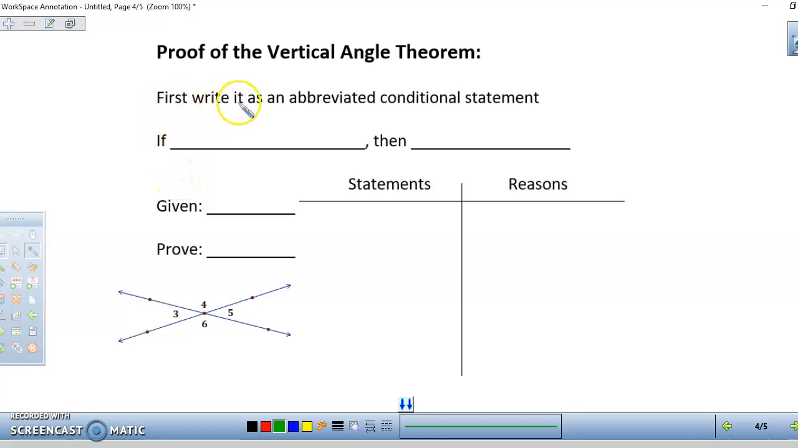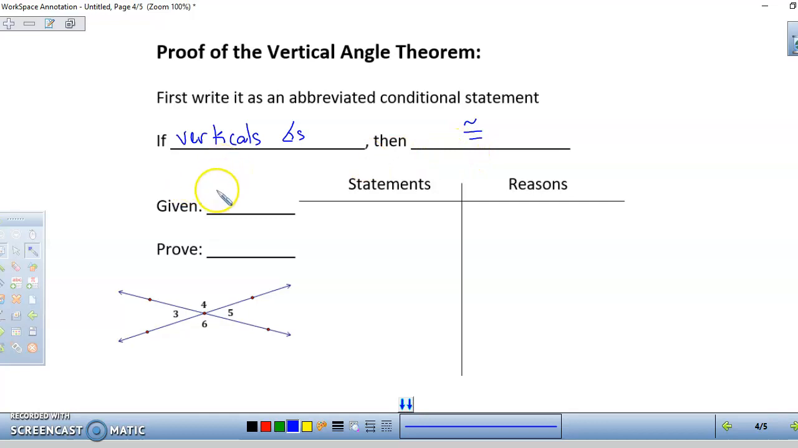Okay, so first we're going to write an abbreviated conditional statement, just like we did on the front side. So basically, if vertical angles, then we know they're congruent. Okay, that's a very abbreviated if-then statement.